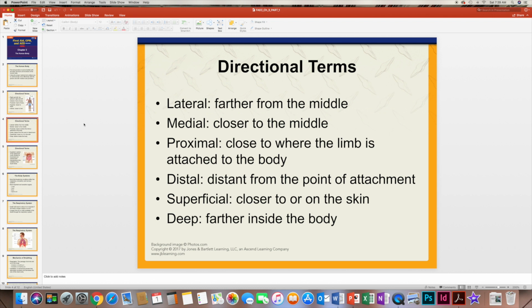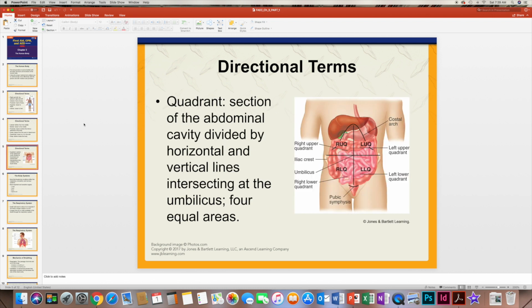So you want to become familiar with these terms and understand the directional terms that apply to human physiology and anatomy. The quadrants, there are different sections of the abdominal cavity, and there are four of them. It's the right upper, right lower, left upper, and left lower quadrants.